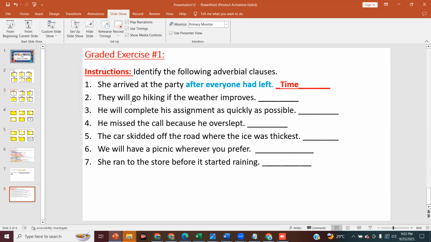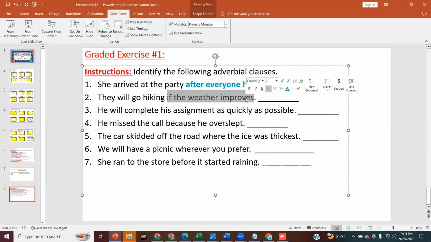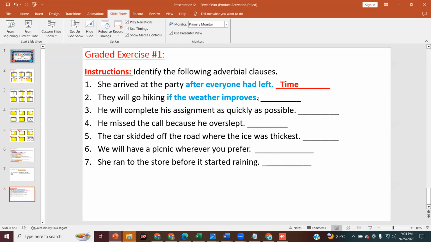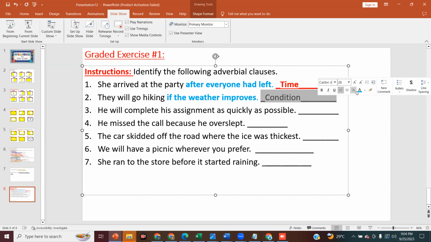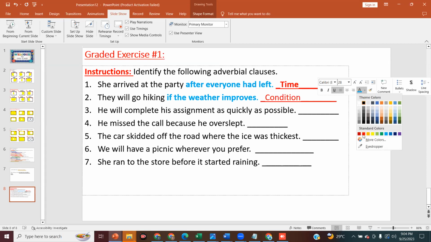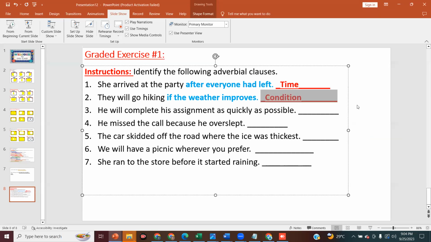Number 2, they will go hiking if the weather improves. Condition. Very good. Why is it condition? Because it says if the weather improves. Very good. So if is a condition. All right, so the answer for this one is condition.